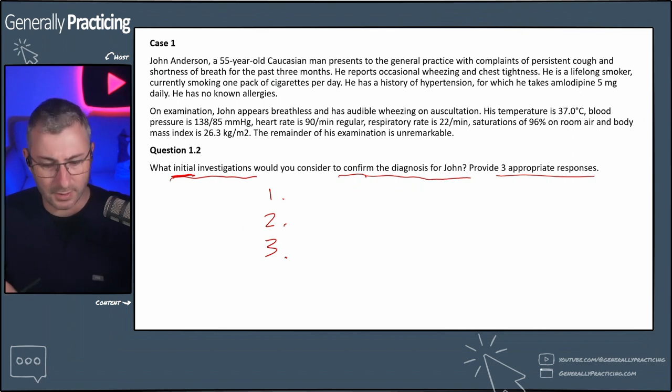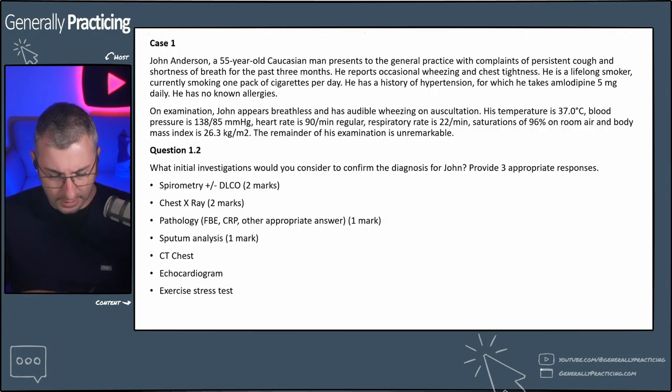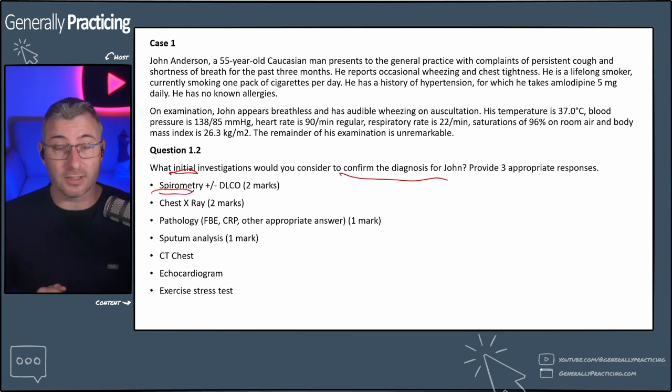All right. So how did you go there? Let's go through some of the answers. Here, again, we're focusing on the fact that we are after the initial investigations, but they have given us a bit of a trip by saying confirm the diagnosis. So again, we're presuming they're going to be taking us down that COPD pathway. And so ultimately the best one here is going to be spirometry with or without DLCO. And I think really as long as you're getting the spirometry there, that's going to get you the 2 marks.